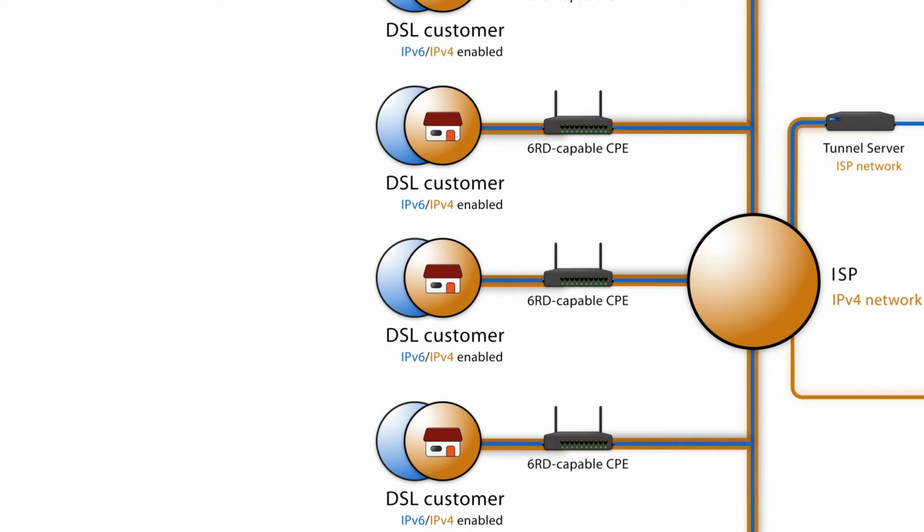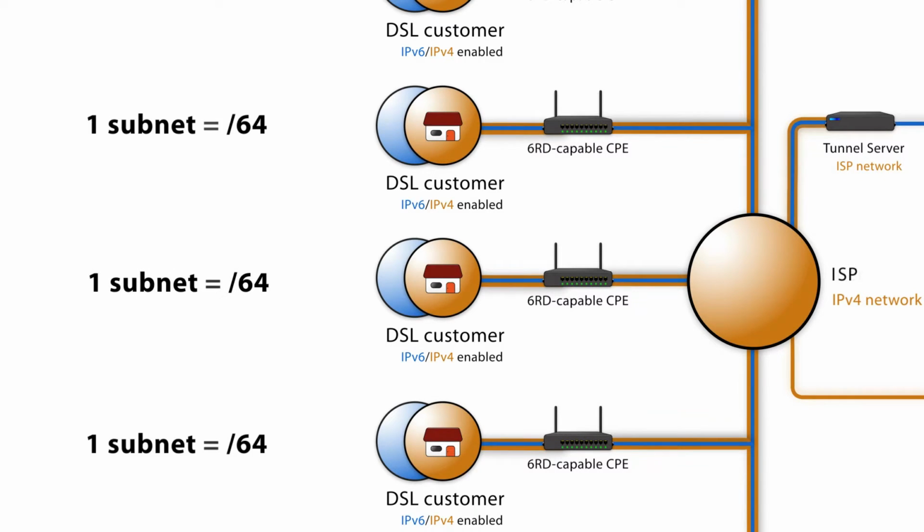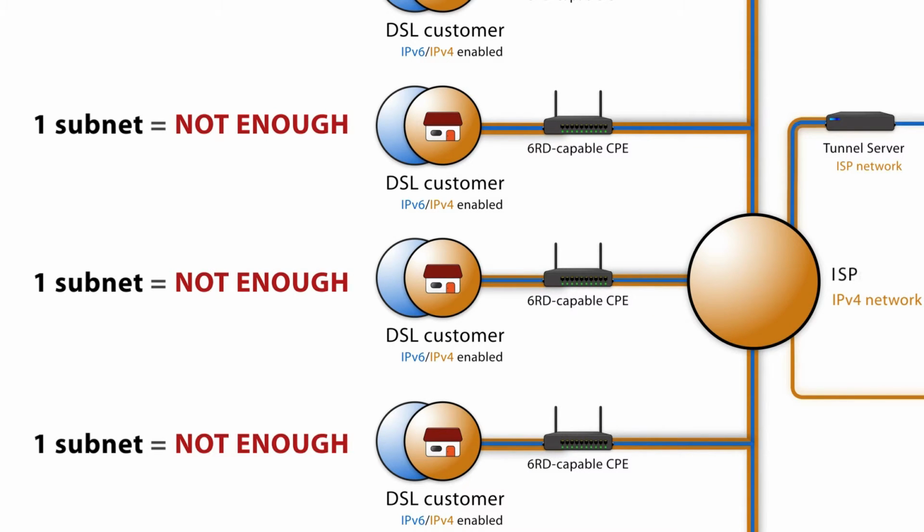Imagine you're an internet service provider and you're going to implement 6RD. Here's what you need to consider. With IPv6, the minimum that each customer should have is a /64, which is one subnet. However, in the future, the customer might need more subnets in order to add new technologies to their home network.